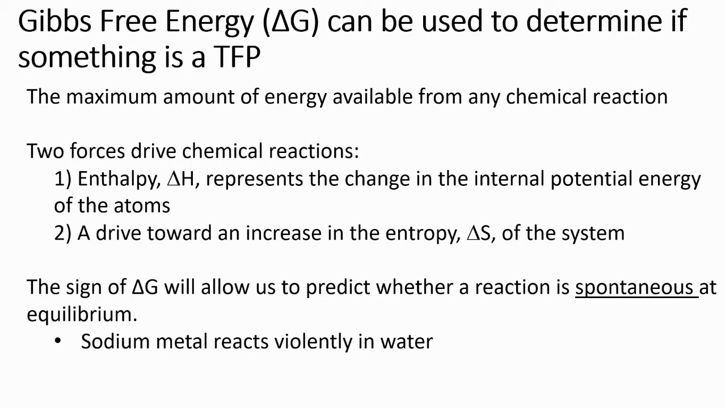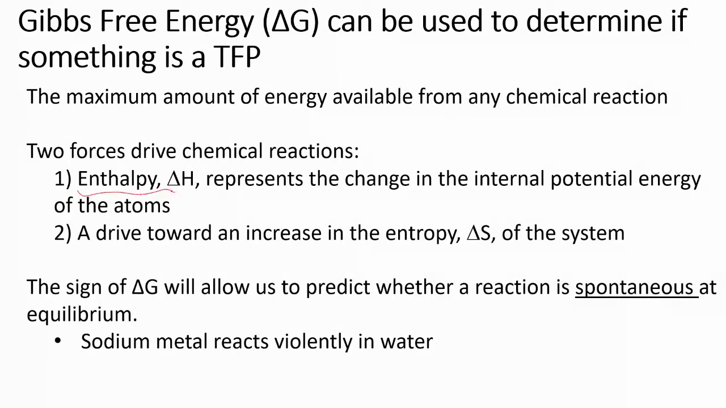Today's lesson is going to be on Gibbs free energy, which is delta G. And this is another thing that we can use to determine if a process is thermodynamically favorable. So the maximum amount of energy available from any chemical reaction is going to be our delta G. There's two forces that drive our chemical reactions.